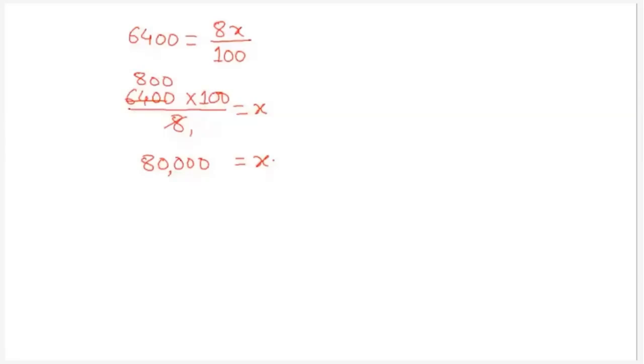What is the question asking us? Find sales made by her. So sales made by Priya is rupees 80,000 in that month. So let us write the final answer. Sales made by Priya.